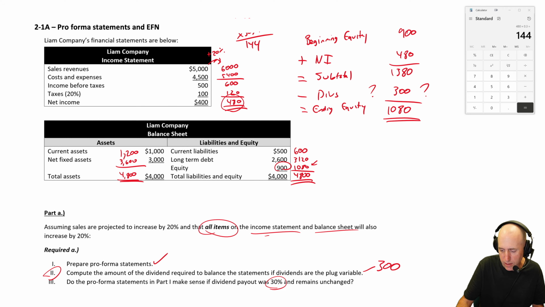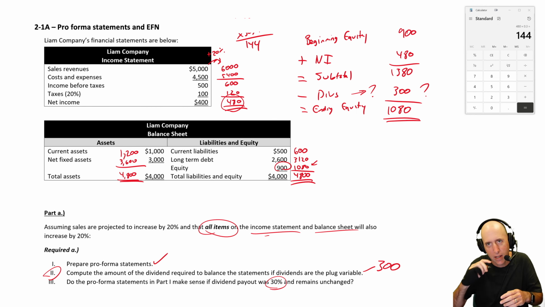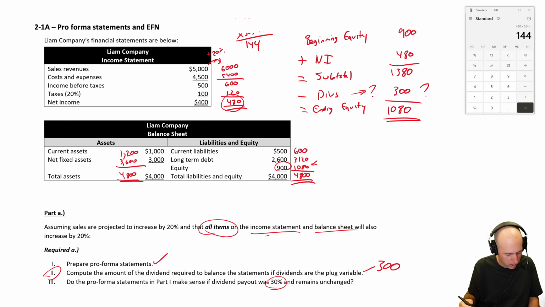Does that work? Does that make our statement work? If we plugged in 144 here, would we match? No, we would have higher equity and our balance sheet would no longer balance. So the question is, do they make sense? No, they don't make sense. If the dividend's only $144, then the pro formas no longer work.